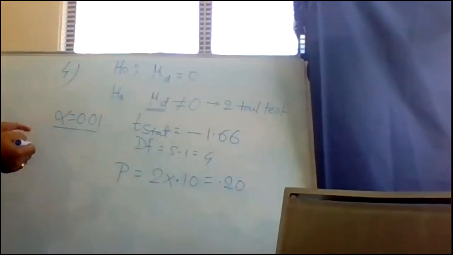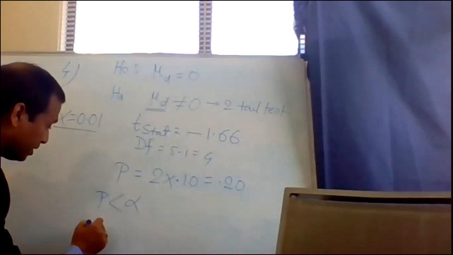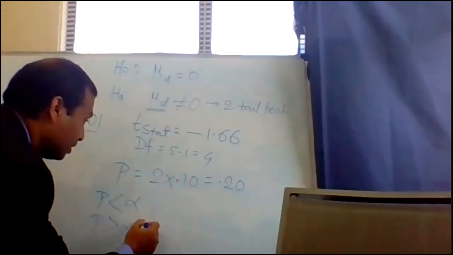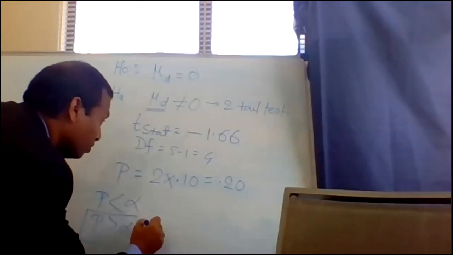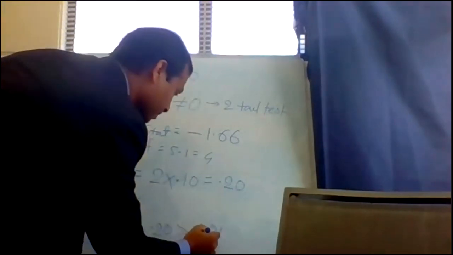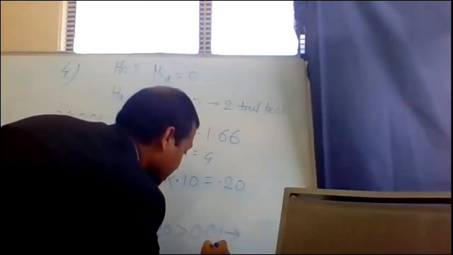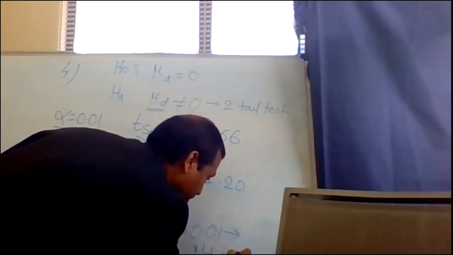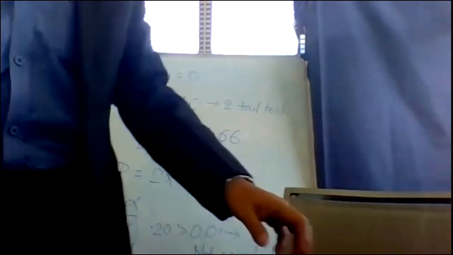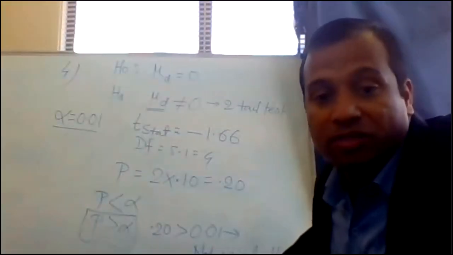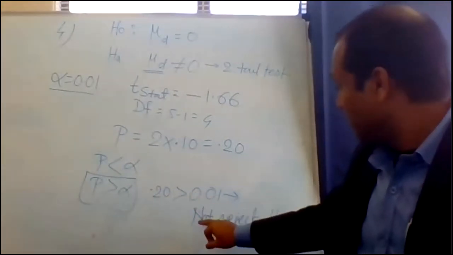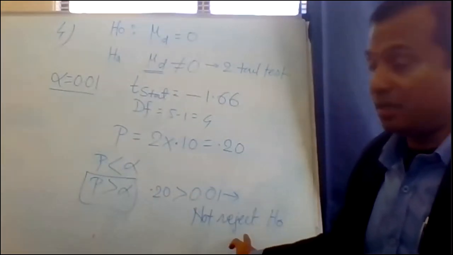Now compare the P value with alpha. Is the P value less than alpha, or greater than alpha? The P value is 0.20, and the second case is matching: 0.20 is greater than 0.01. So in this case we should not reject H naught. We should not reject H naught because the P value is greater than 0.01. You should not reject the null hypothesis.